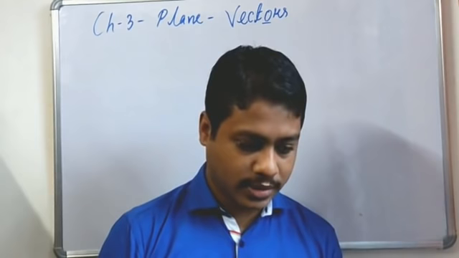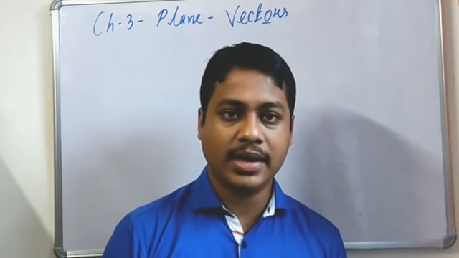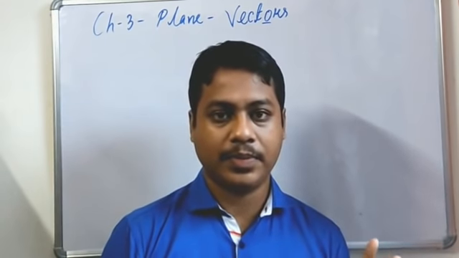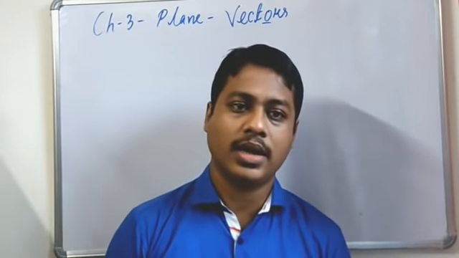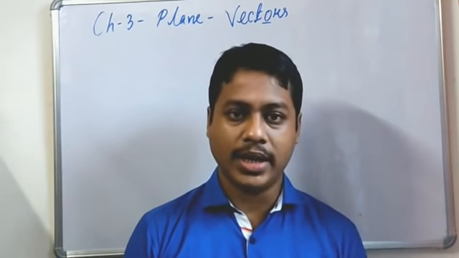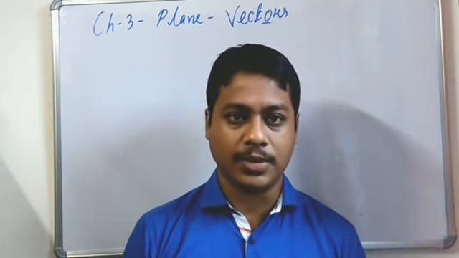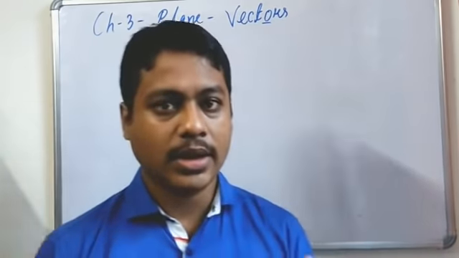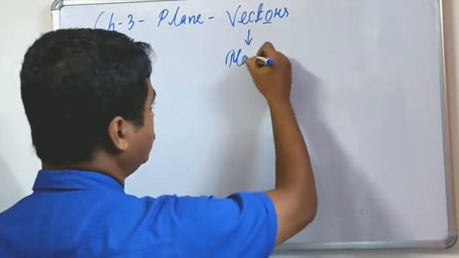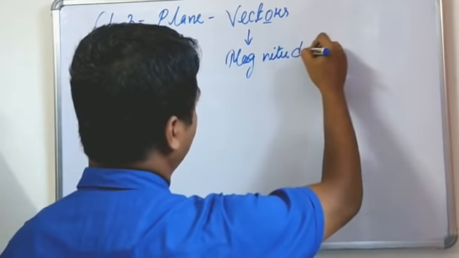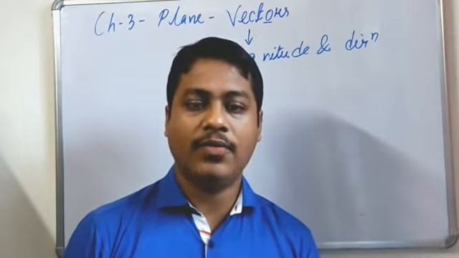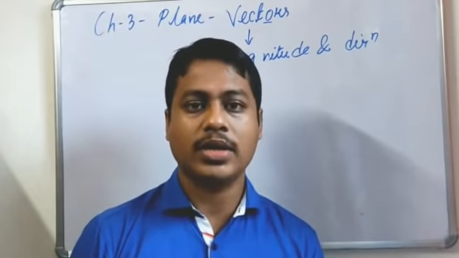Now we know that physical quantities can be divided into two parts. One is a scalar quantity, the second one is a vector quantity. A scalar quantity, as everyone knows, is a quantity which has only value and does not have any direction. But a vector quantity has both value and direction. Vector quantities have both magnitude and also direction. What do you mean by that? Magnitude means a physical quantity having a value, and it also has a certain direction.